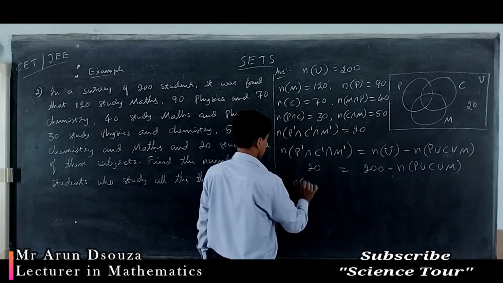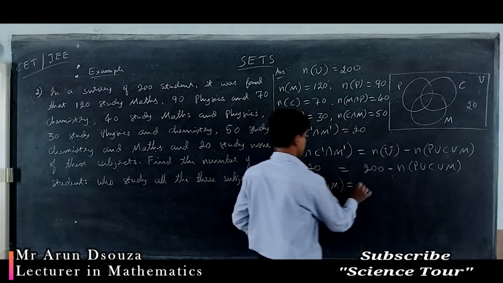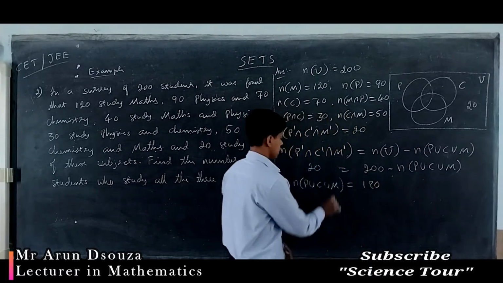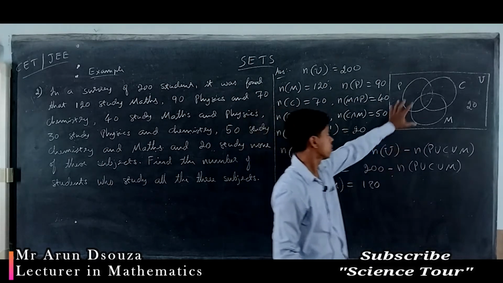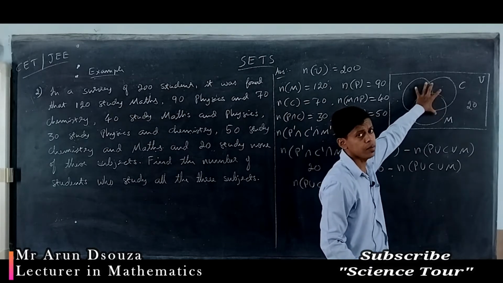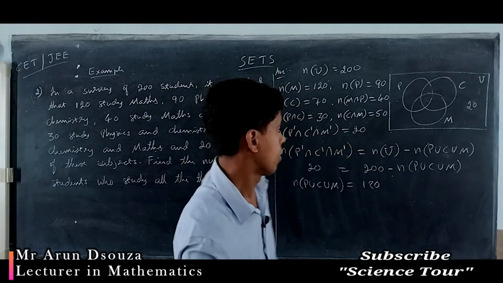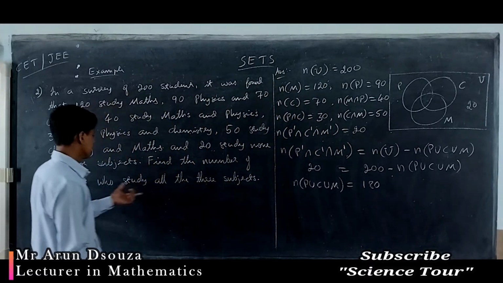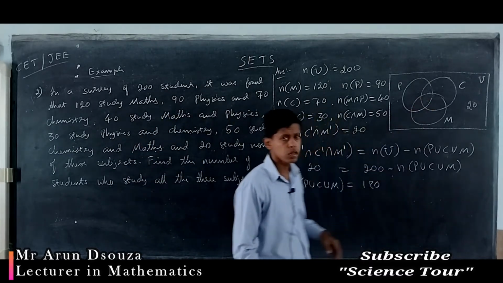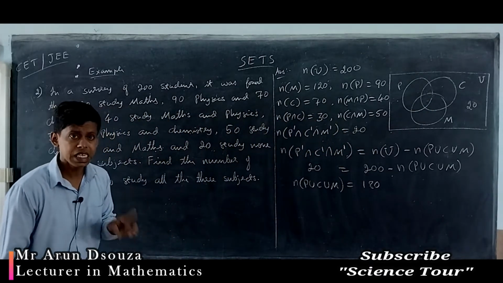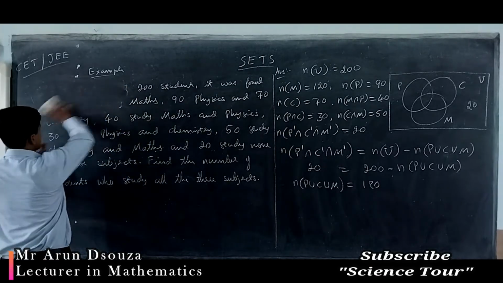Therefore, n of P union C union M is nothing but 200 minus 20, which is 180. So you have 200 students here, 180 students are occupied and 20 students are outside. Makes sense? Now what we need to find? We have to find the number of students who study all the three subjects. All the three subjects is this region, that is P intersection C intersection M. So that's what we will find.